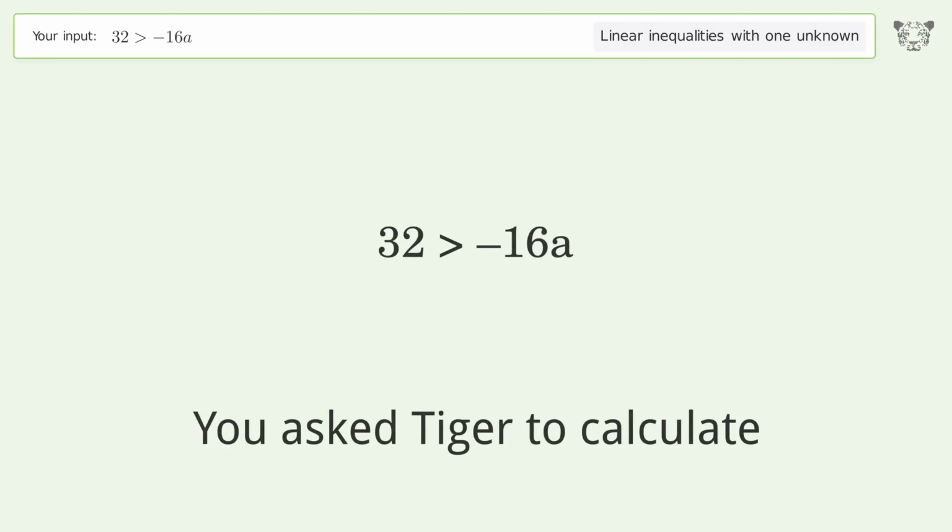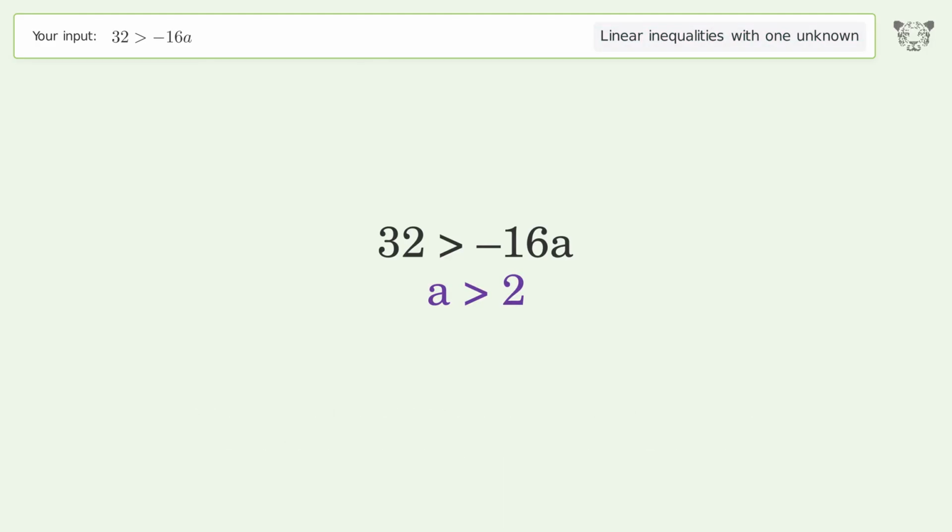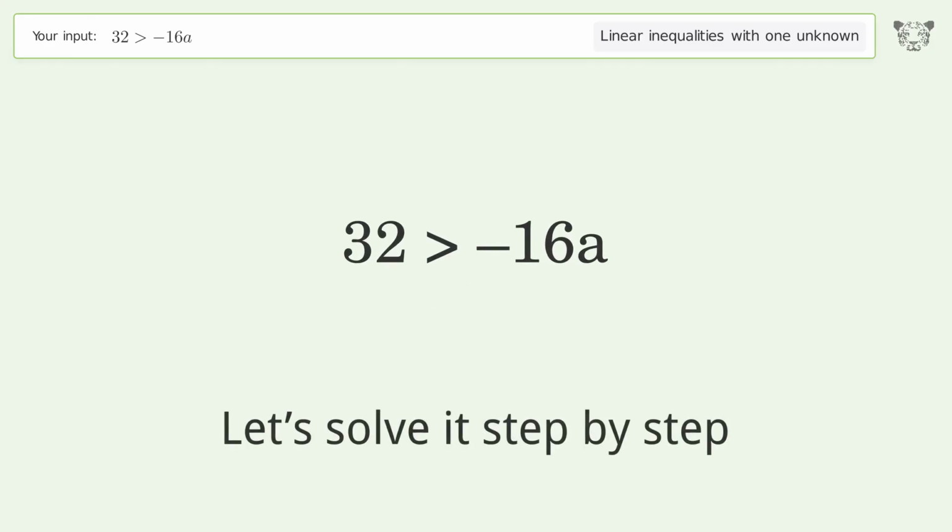You ask Tiger to calculate. This deals with linear inequalities with one unknown. The final result is a greater than -2. Let's solve it step by step.